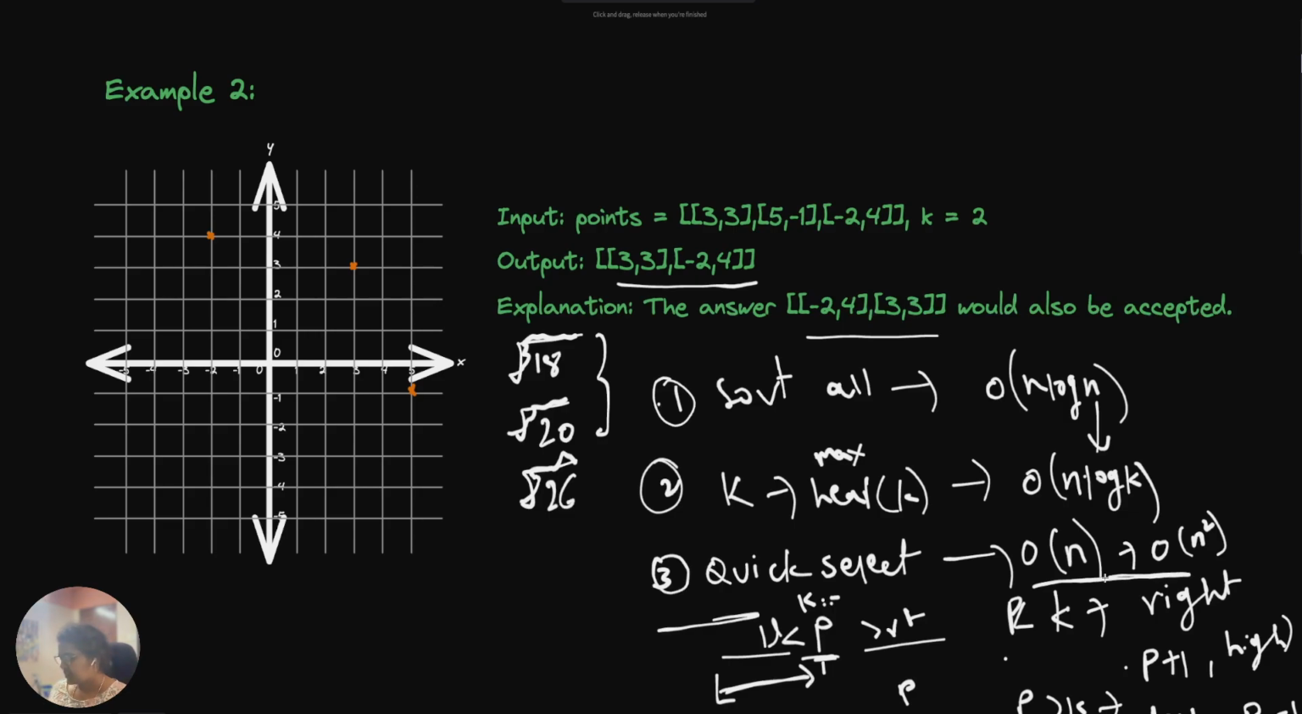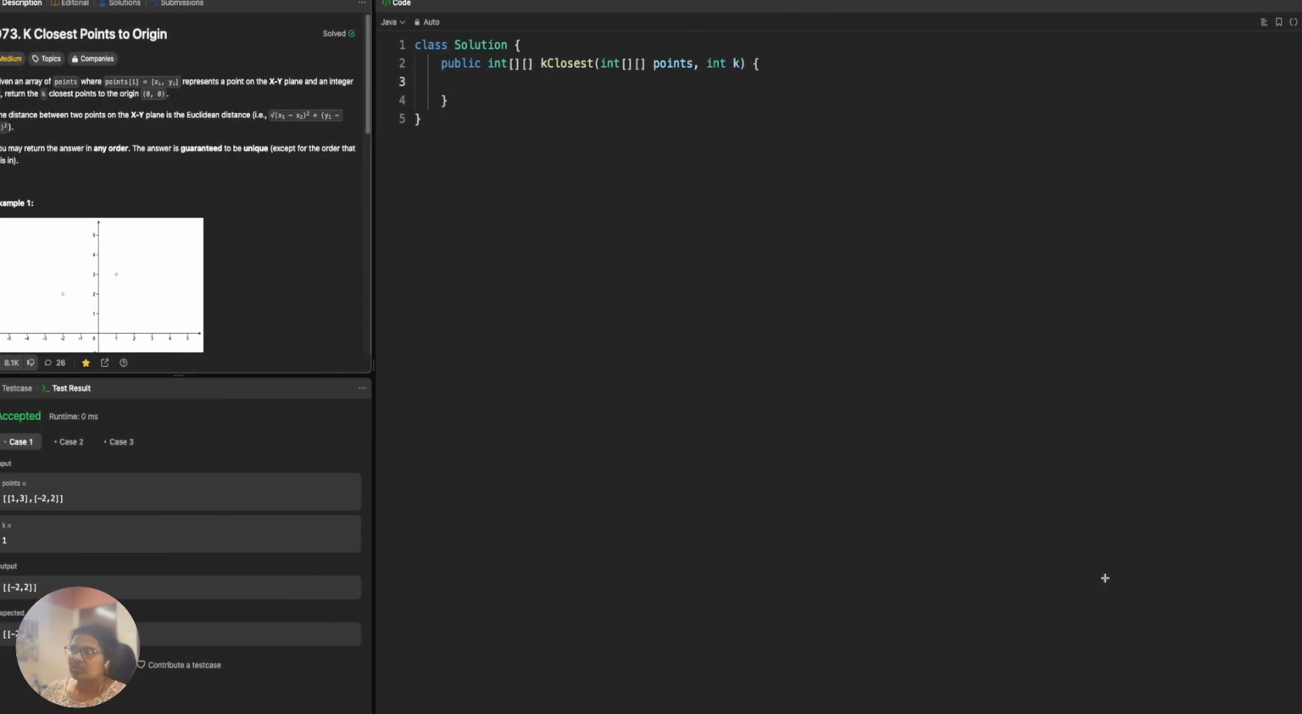How is it order of n complexity? That is because every time we are reducing the number of elements that we process to half. Whereas in quick sort, we have to process both sides of the pivot. Here we take a decision and move only to one side of the array, which is why it would be order of n complexity. Now let's look at coding for all these three approaches.